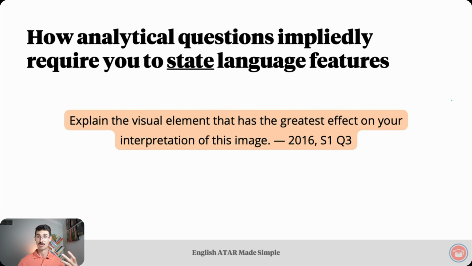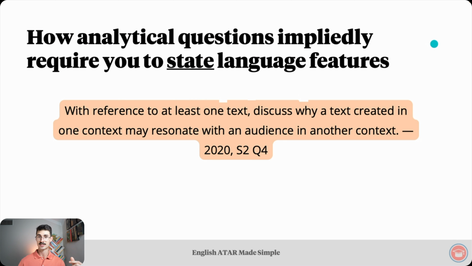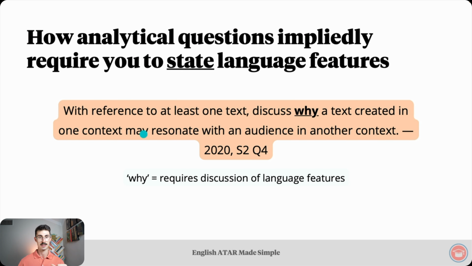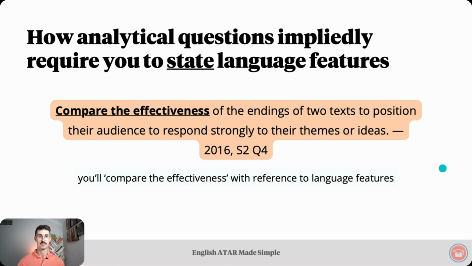Explain the visual element that has the greatest effect on your interpretation of this image. The visual element, this part of the question, means visual language feature. With reference to at least one text, discuss why a text created in one context may resonate with an audience in another context. Why equals requires discussion of language features. Next question. Compare the effectiveness of the endings of 2 texts to position their audience to respond strongly to their themes or ideas. For this one, you'll compare the effectiveness with reference to language features.